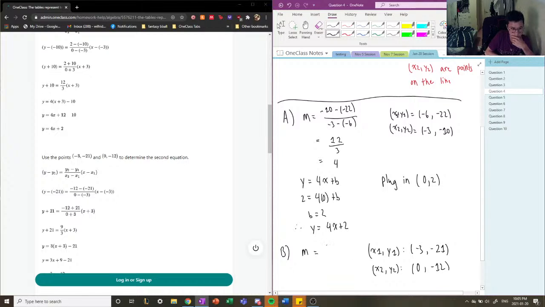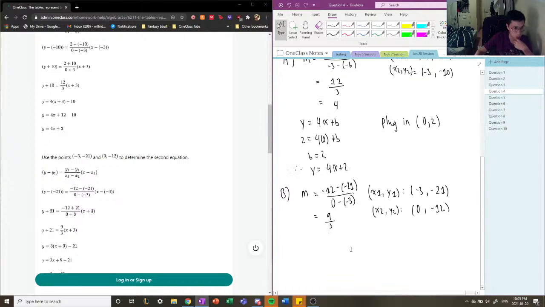So using our equation here, we're going to have -12 minus -21 over 0 minus -3. And what we get is 21 minus 12, which is 9, divided by 3. And we have the slope equal to 3.